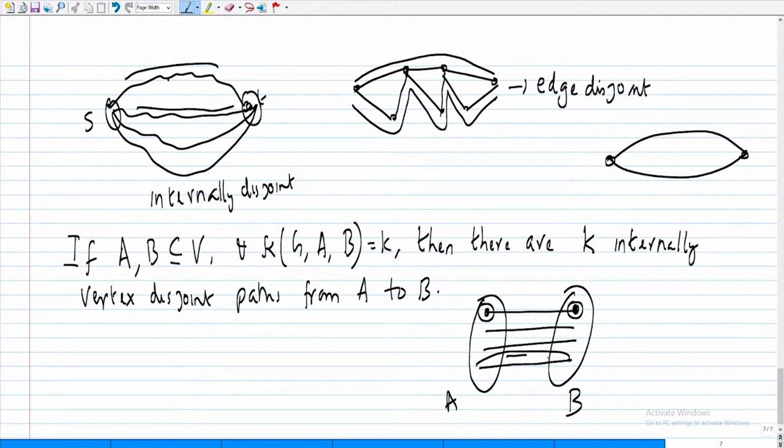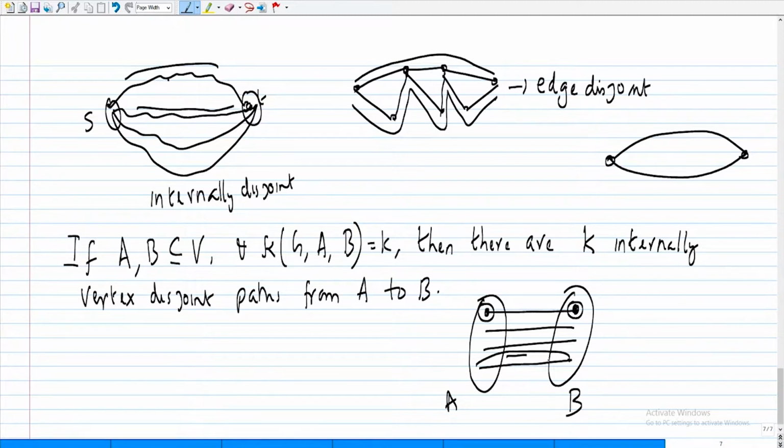No, it's counted twice. What do you mean by it is counted only once? That path is counted once. K internally, you said there are K internally disjoint paths, right? So if you are adding one more with the same, 4 becomes 5, right?